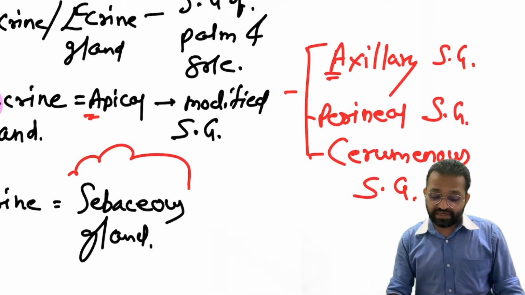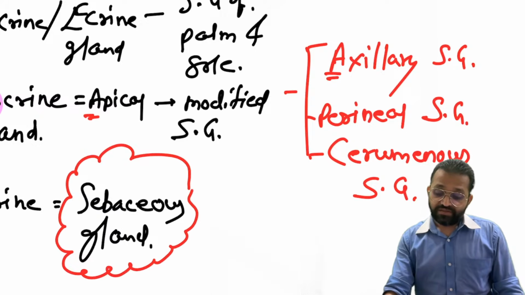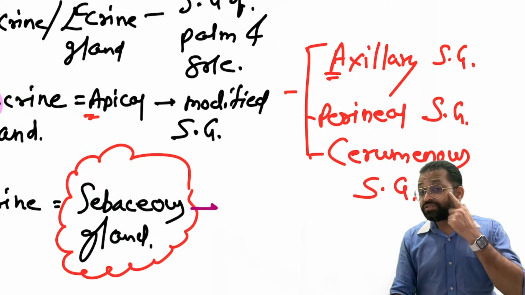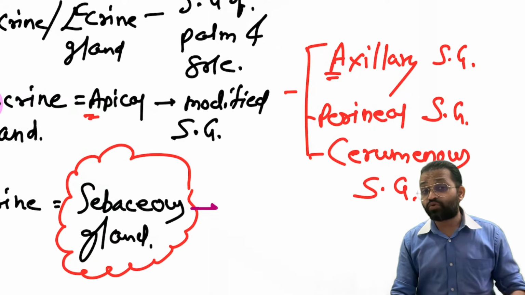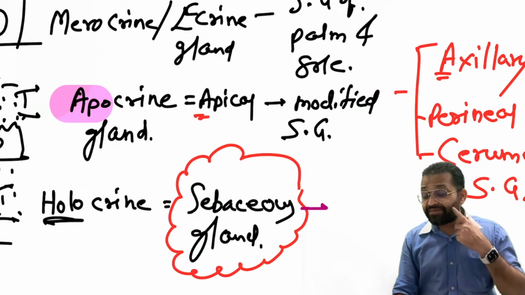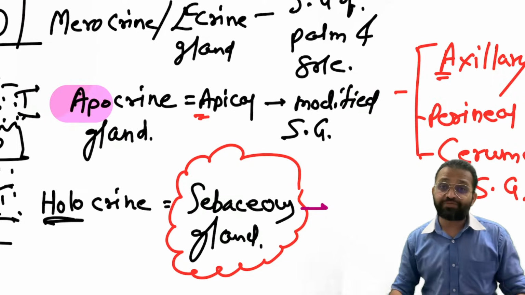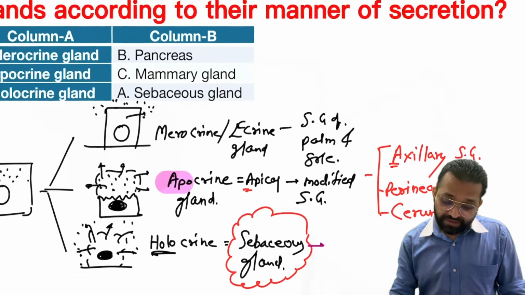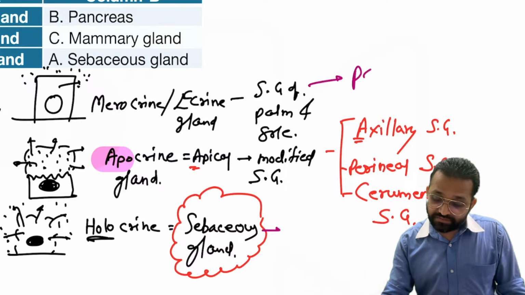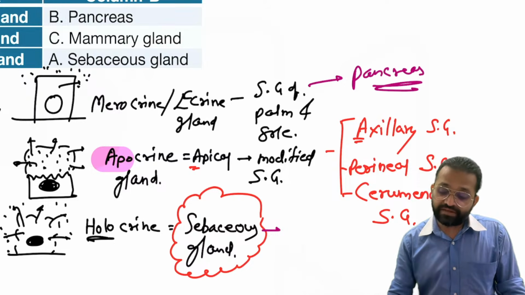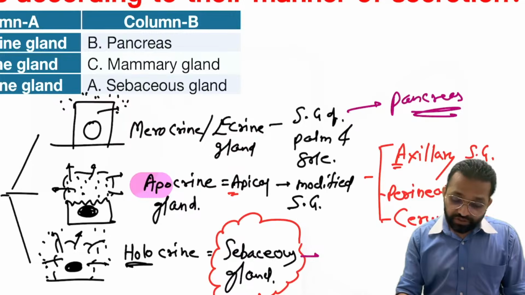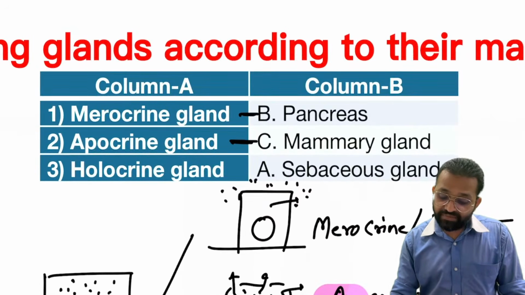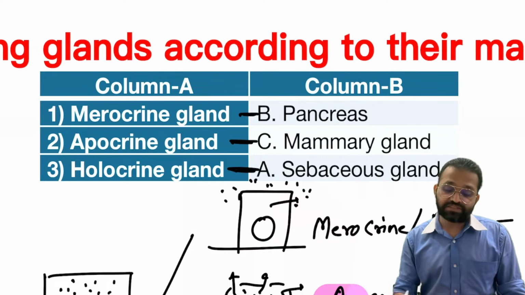And yes, sebaceous gland. Don't forget the sebaceous gland, the sebum gland, which is holocrine. We are having oily skin due to the sebaceous gland. They are the classical example of the holocrine. Don't forget it. Also, the pancreas, they are merocrine glands. So according to it, sir, merocrine gland, answer is the pancreas. Apocrine gland is the mammary, the breast gland, and the holocrine is sebaceous.